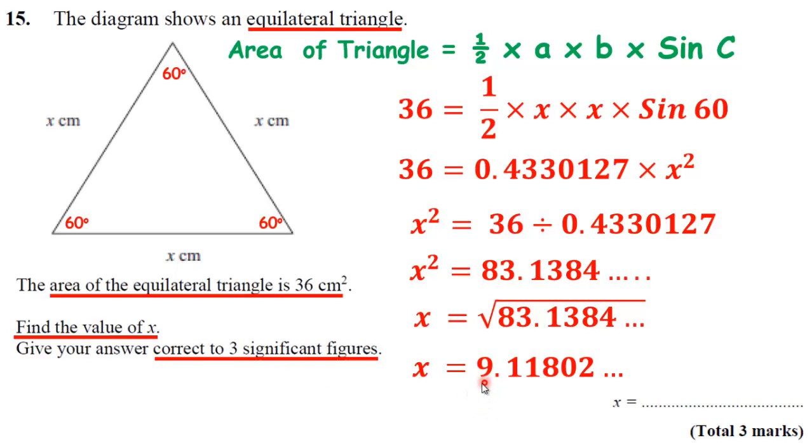So with significant figures, you start counting from the front. 1, 2, 3, and then we're going to chop it off there. Look at the next number along. That's an 8. So that 1 there is going to turn into a 2. I'm going to get 9.12 centimeters.